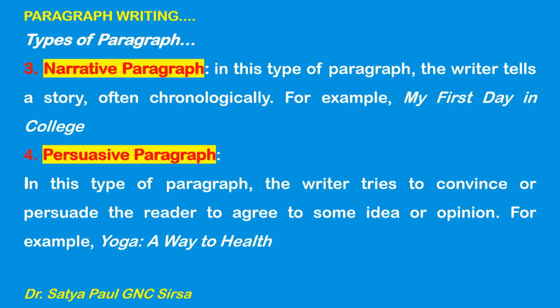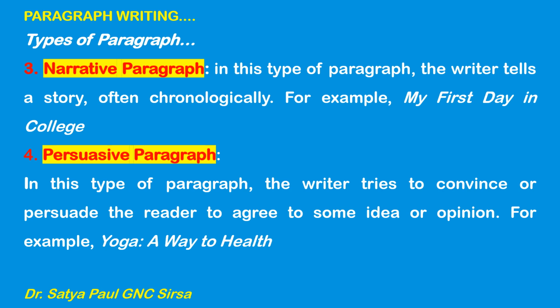So systematically, time wise, what happened at 10 in the morning, then what happened at 11, at 12. For example, my first day in college. If I am to write a paragraph on this topic, my first day in college, then what happened to me when I reached college, how I reached college, and whom I met first, then where I went after that, and what happened next, etc. That will be narrative type of paragraph.